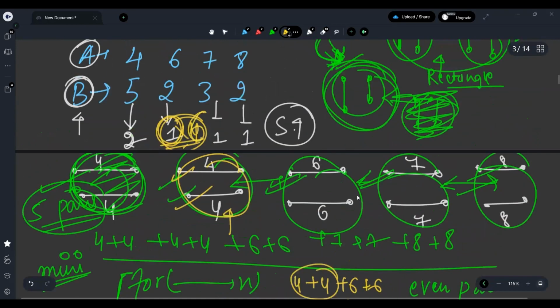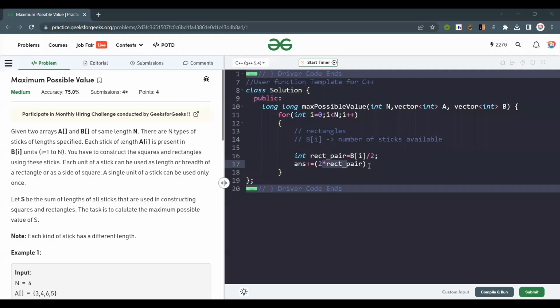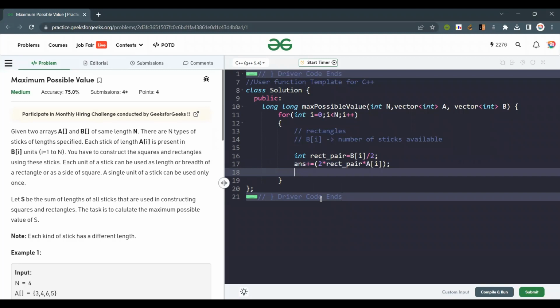Multiplied by 6 basically, because by 6 length we have to multiply by 6. That means 2 pairs were contributing, 2 into 6. Why? Because for one pair 2 lengths are available, so we will multiply it by 2. So 2 into rectangle pair into ai, that is the length of the pair. And next, initially I will declare an answer variable.